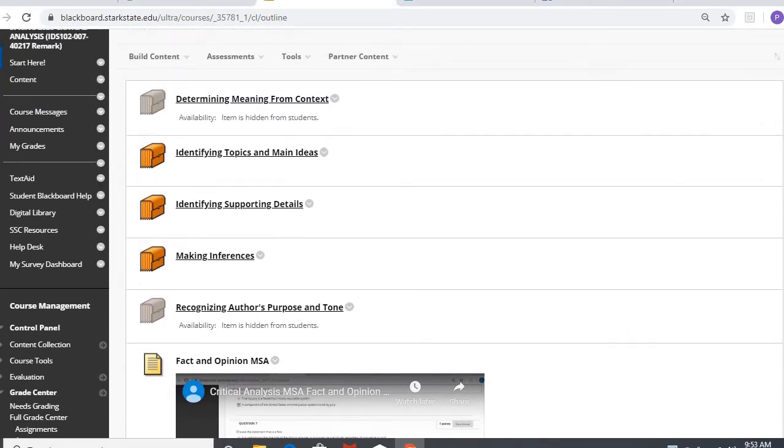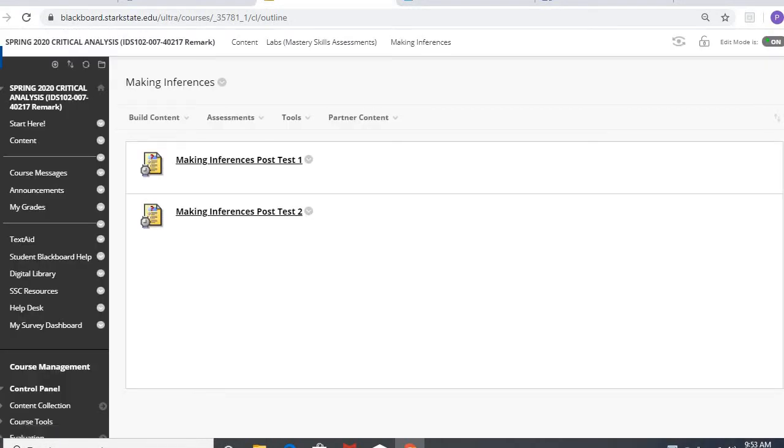Several of you have mentioned you wanted help with the making inferences skill. On your screen, it'll be the third one listed. So what I did is I went into the gradebook to look to see if post-test 1 or post-test 2 would be most beneficial, and it was actually pretty split. A lot of you had taken both, and some of you had only taken 1 or only taken 2.